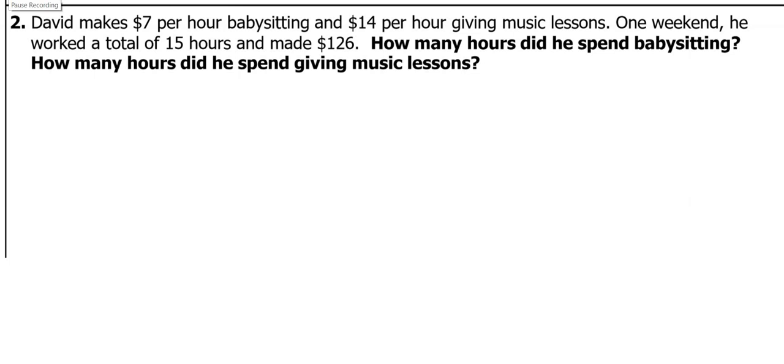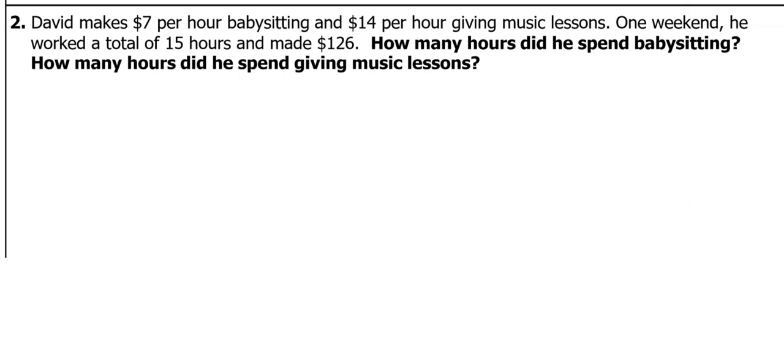Number 2. David makes $7 per hour babysitting and $14 per hour giving music lessons. One weekend, he worked a total of 15 hours and made $126. How many hours did he spend babysitting? How many hours did he spend giving music lessons?